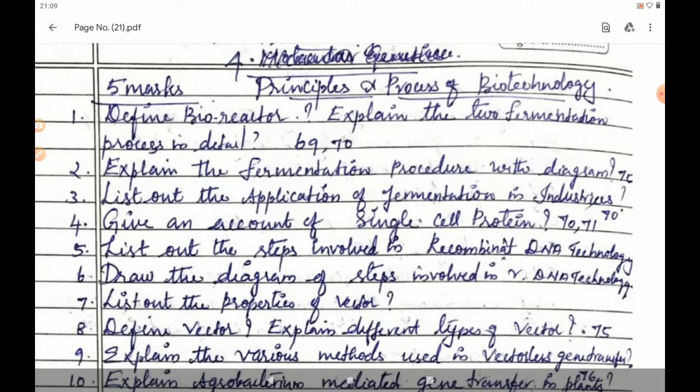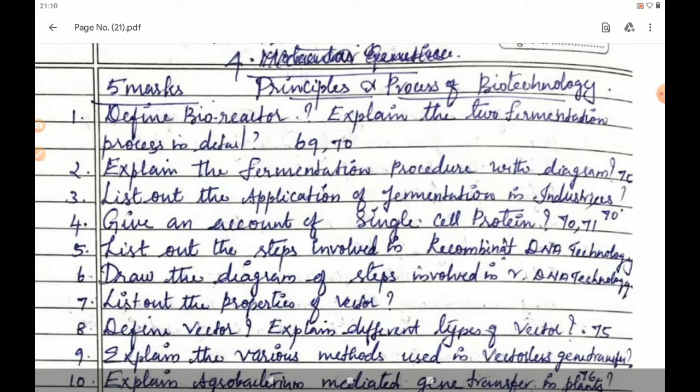The second question of this lesson is, explain the fermentation procedure with the diagram. Students, for this, if they ask define fermentation, in the same page number 69, first paragraph, third line: fermentation refers to the metabolic process in which organic molecules are converted into acid, gases or alcohol in the absence of oxygen. That is enough. Close the bracket.